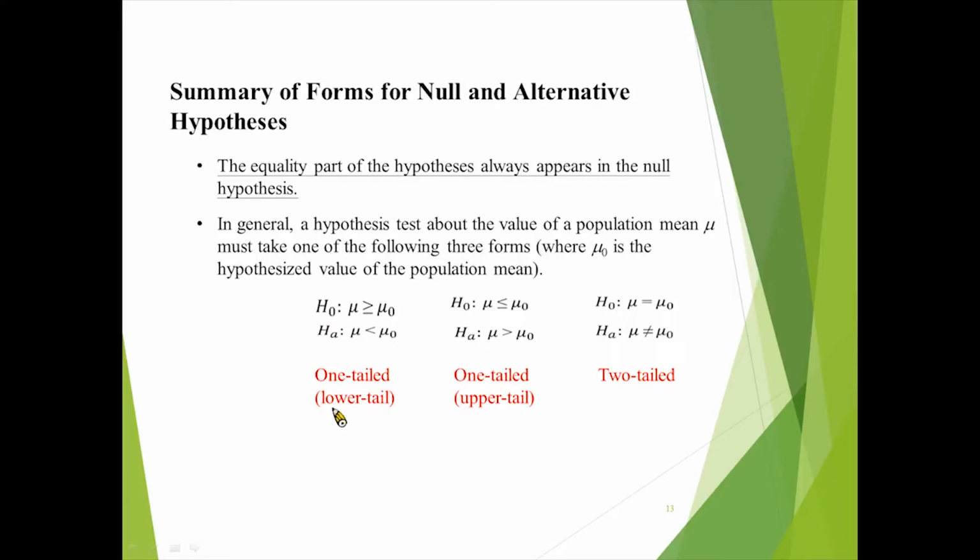So this is what we call the lower tail. In the second condition, H0 is mu less than or equal to mu 0, and HA is mu larger than mu 0. So this is the upper tail. Okay, and the third condition: H0, mu equal to mu 0, and HA, mu not equal to mu 0. So this is the two tail.